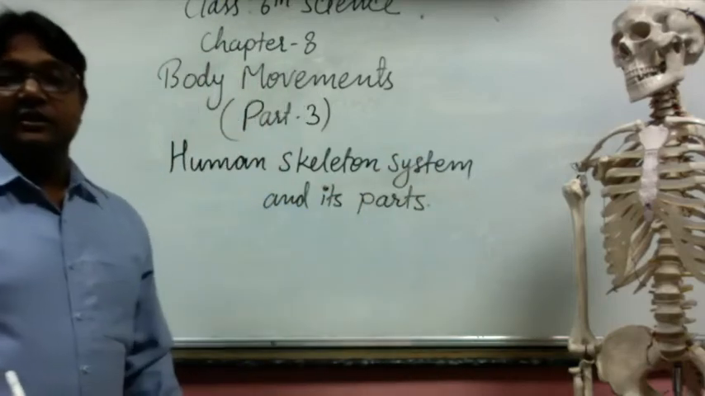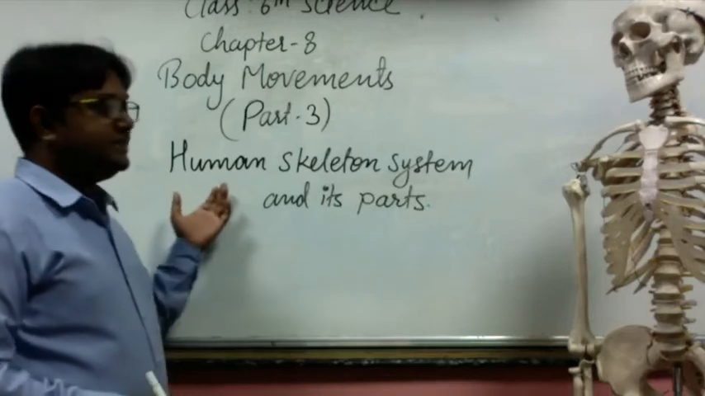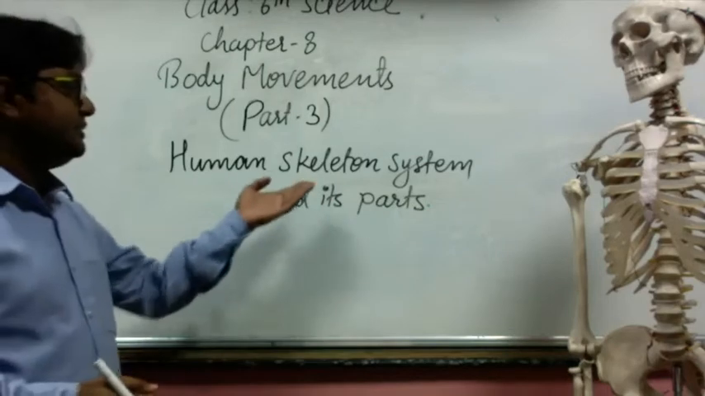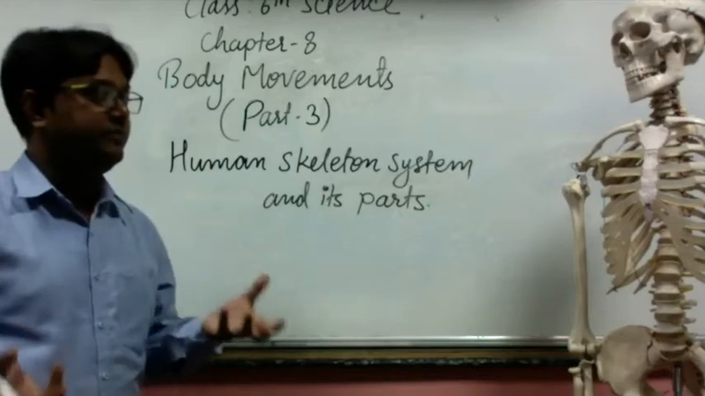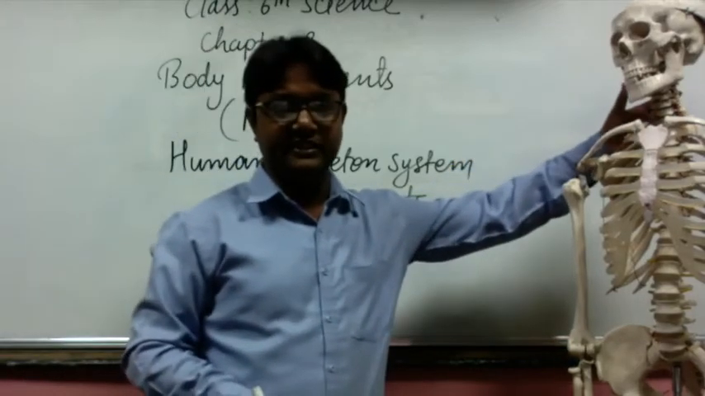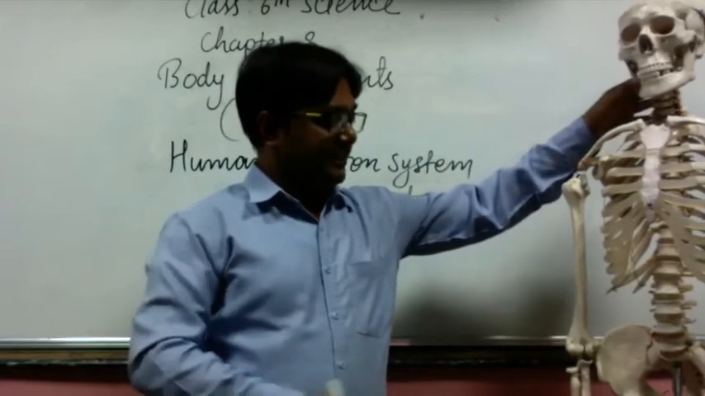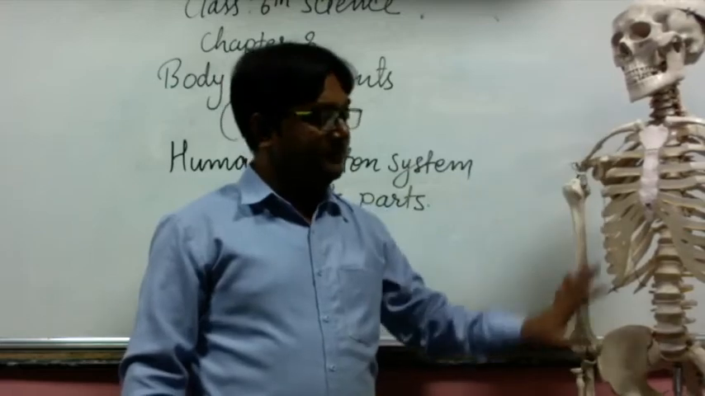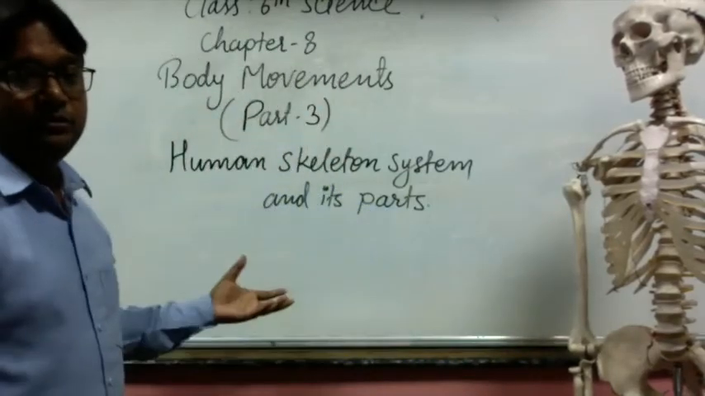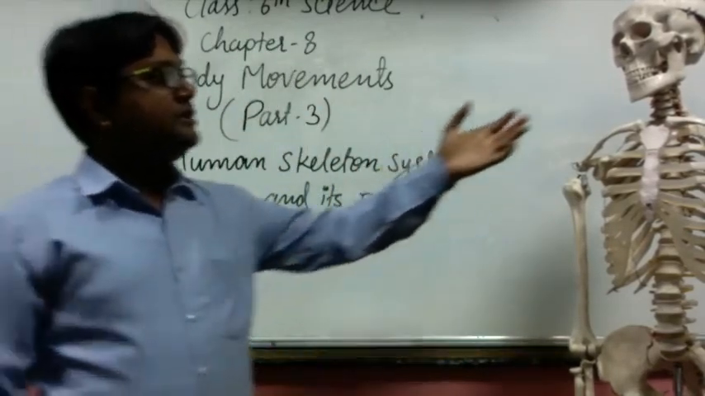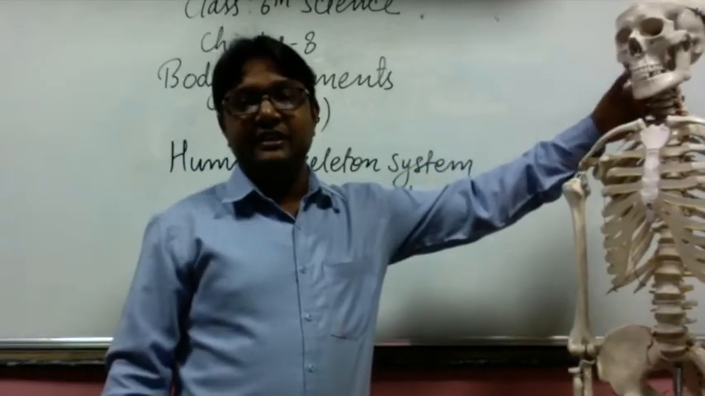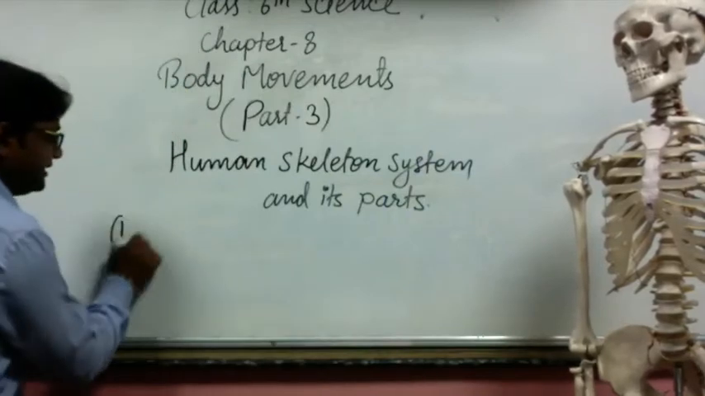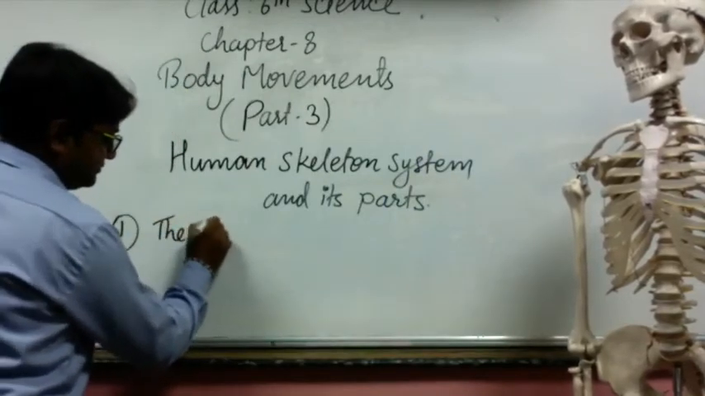Okay, so students, the human skeleton consists of different parts. The human skeleton is a bony structure made by bones. Here you can see I have a dummy of the skeleton system, in which you can find its different parts. Those parts we are going to learn here. The first part we are going to learn is the human skull.